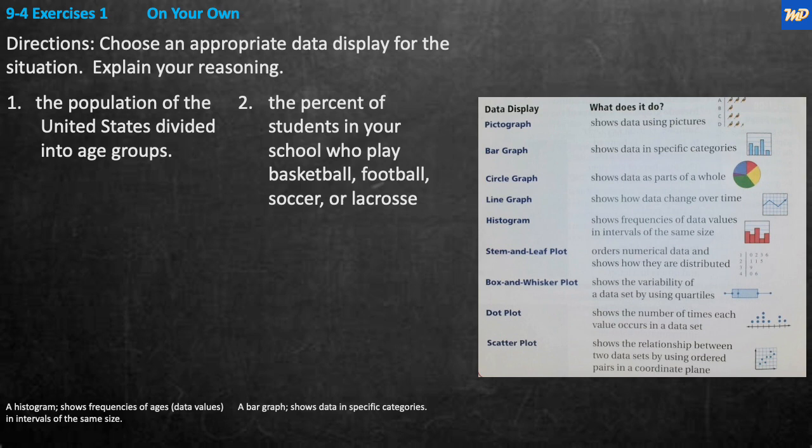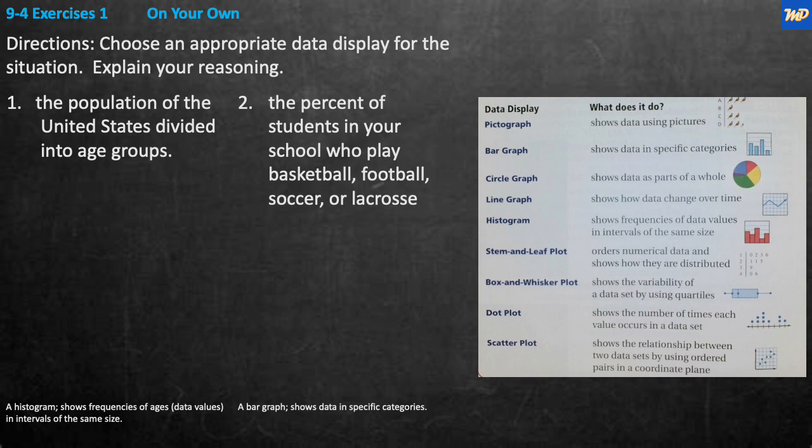Okay, now that you've had some time to do that. So for the first one, the population of the United States divided into groups, I would say that the best way to do that is if we look down this graph here, we're going to see that a histogram shows the frequency of data values. That's the population of people, the frequency of a person in an age group. So the frequency of data values in an interval.